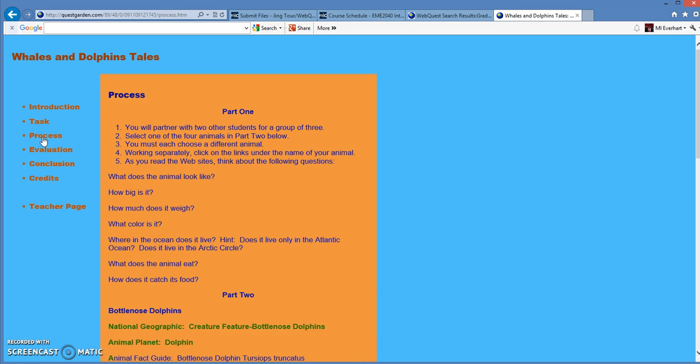I'd like for you to follow the following process. Part 1, you will partner with 2 other students for a group of 3. Select one of the 4 animals in Part 2 below. You must each choose a different animal. Working separately, click on the links under the name of your animal. As you read the websites, think about the following questions.